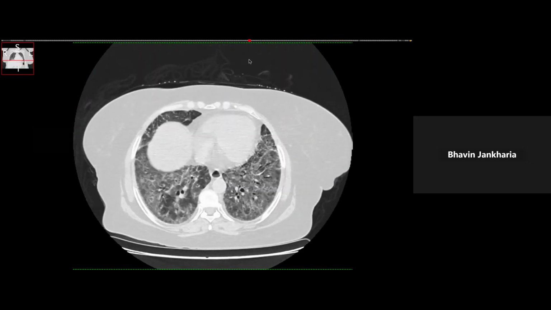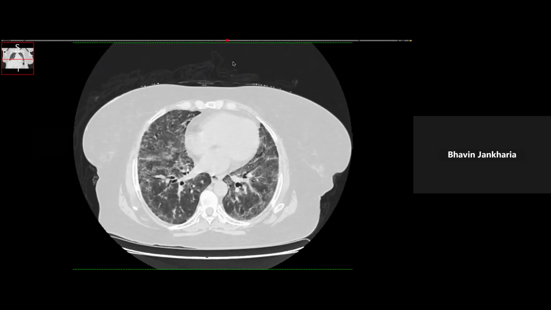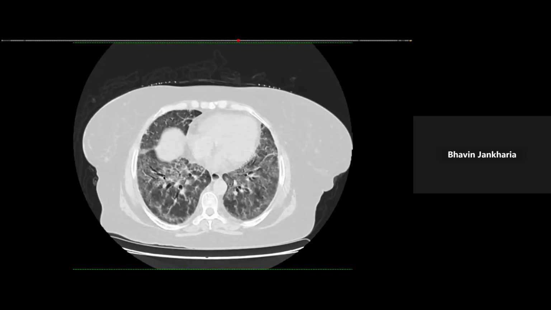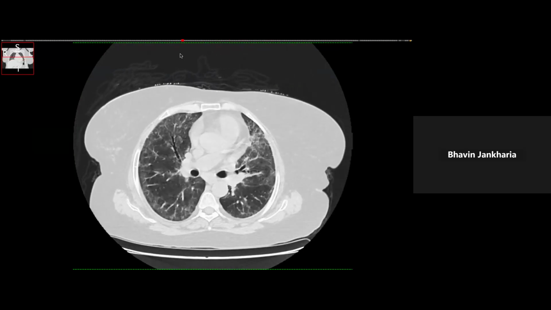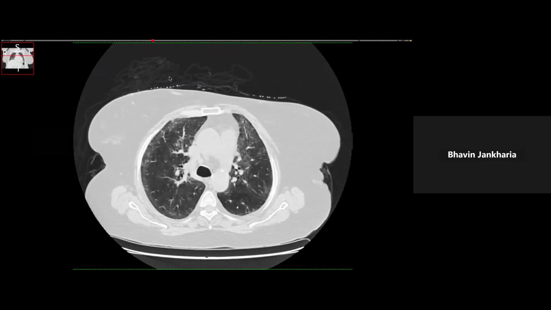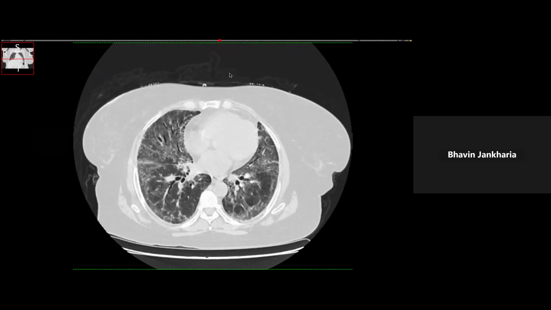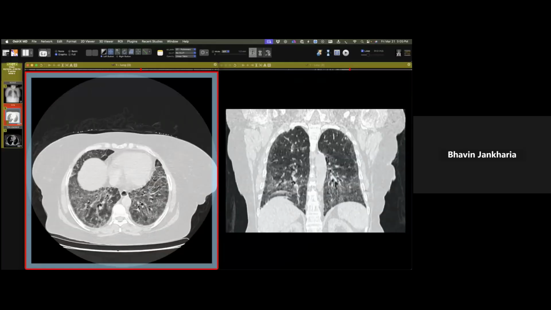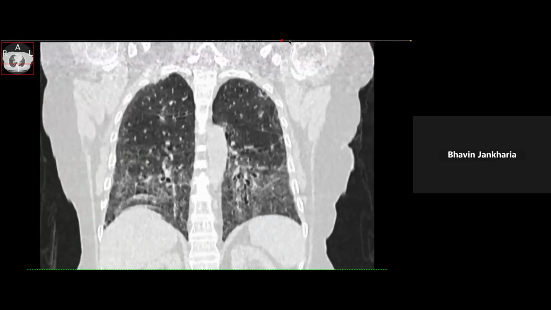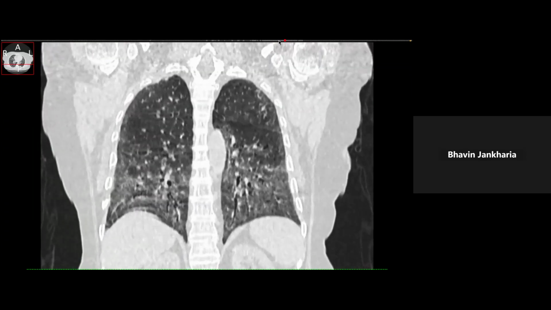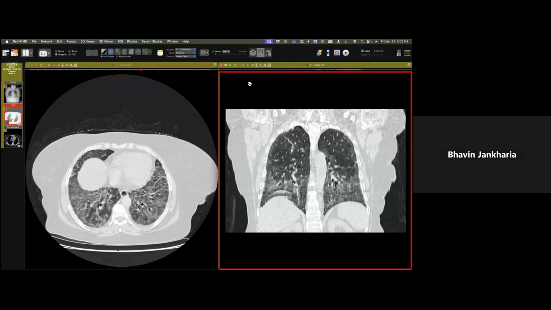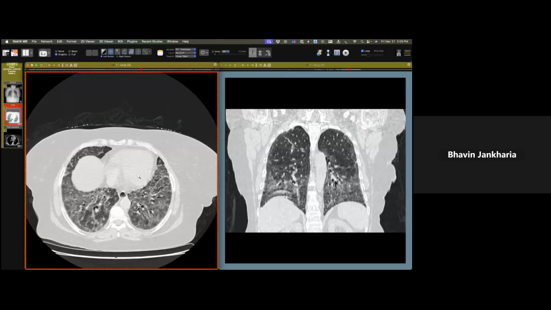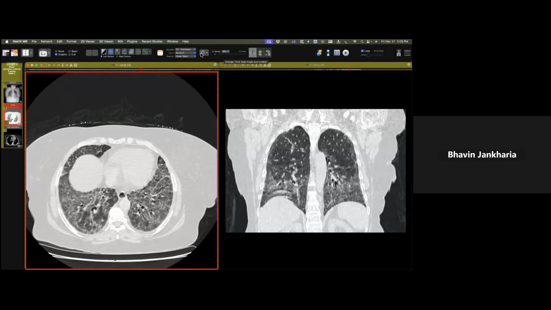So this is a very symmetric fibrosing ILD, but there is ground glass, so there is an inflammatory component. The pattern is an NSIP pattern, predominantly fibrotic, but also with some non-fibrotic component. I did look at the coronals and the sagittals. I don't really see a straight edge or sharp margins or anything of that sort. But otherwise, this is the pattern.